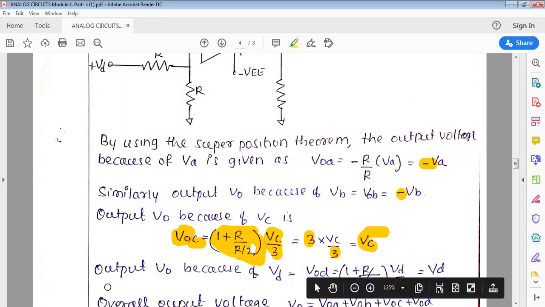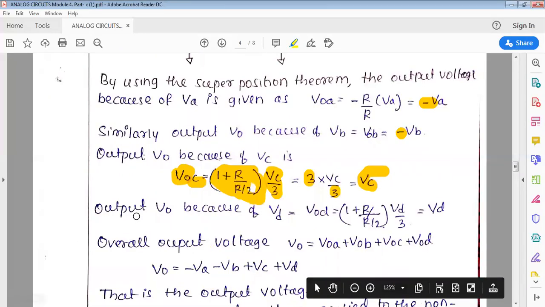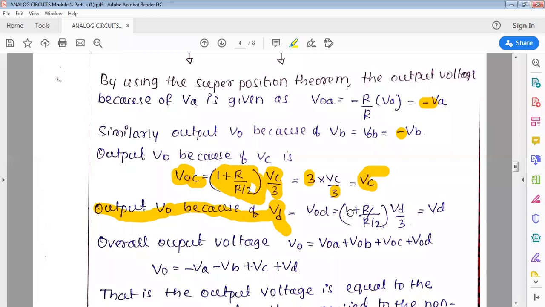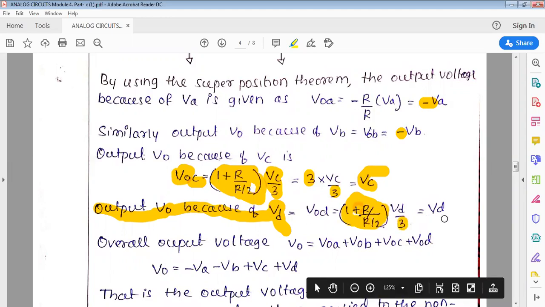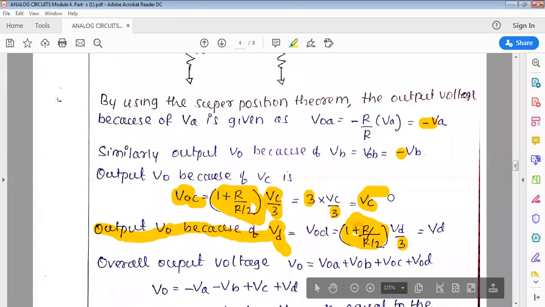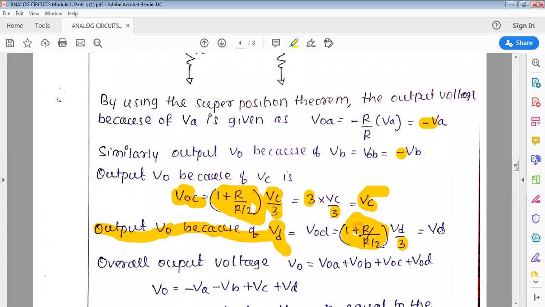Let me do the last one. Output voltage V naught because of only the voltage VD is given by VOD equal to 1 plus R divided by R plus 2 into VD by 3. And this part will be 3, and this 3 and this 3 will get cancelled out, and finally VOD is left with only VD. You can see the first two are with negative sign, the next two are with positive sign.